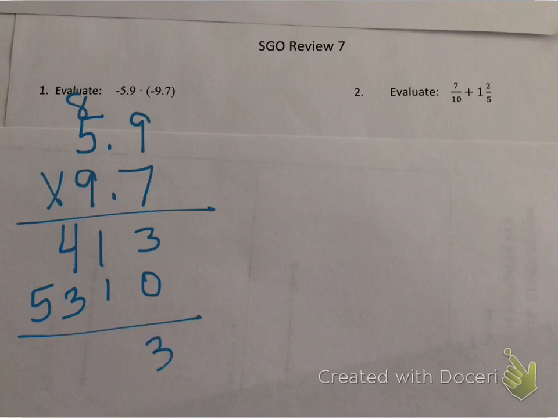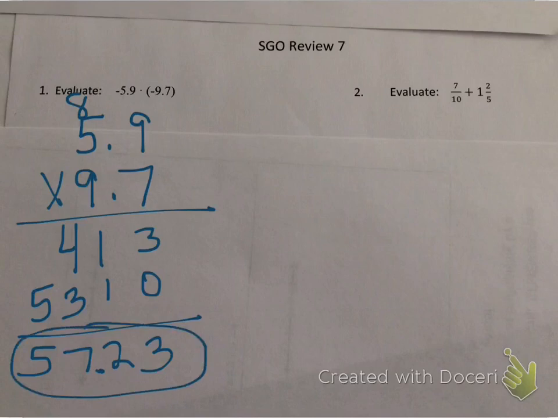Add that up. 3 plus 0 is 3. 1 plus 1 is 2. 4 plus 3 is 7. 5 plus 0 is 5. And I need to move my decimal 2 places. So 57 and 23/100ths. And we already decided it's a positive answer.